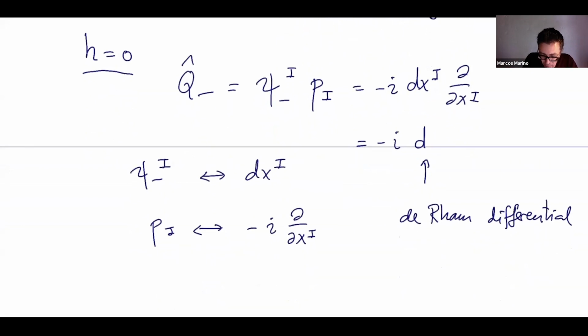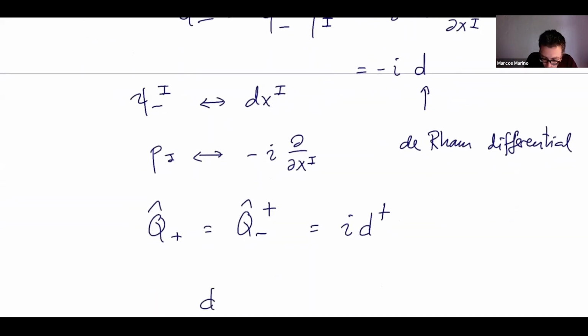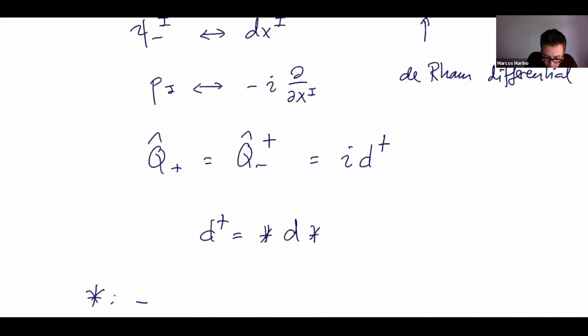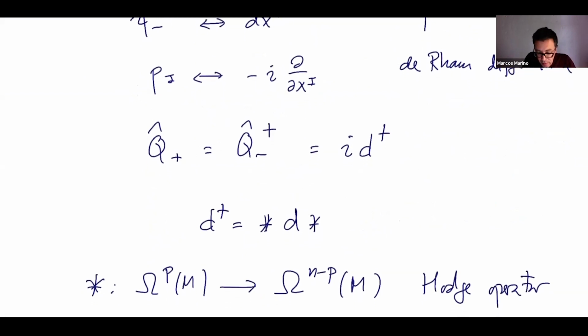But now Q plus, it's very easy because Q plus is the adjoint of Q minus. So this is I times the adjoint, and the adjoint is also a very well-known operator, because the adjoint of the differential operator can be constructed with the Hodge dual. So remember that the Hodge dual is an operator which maps p-forms on M into (n minus p)-forms on M. So the de Rham differential is an operator and has an adjoint which is given by this.